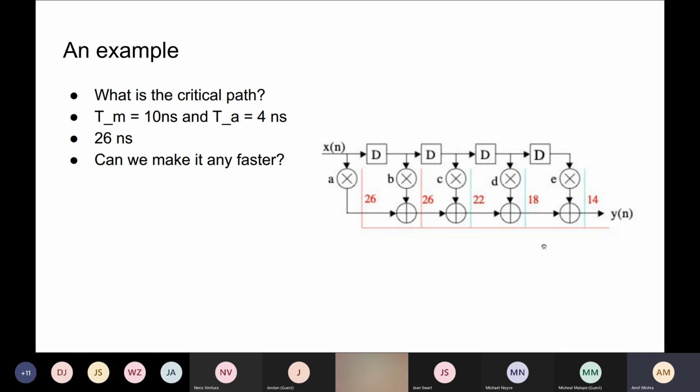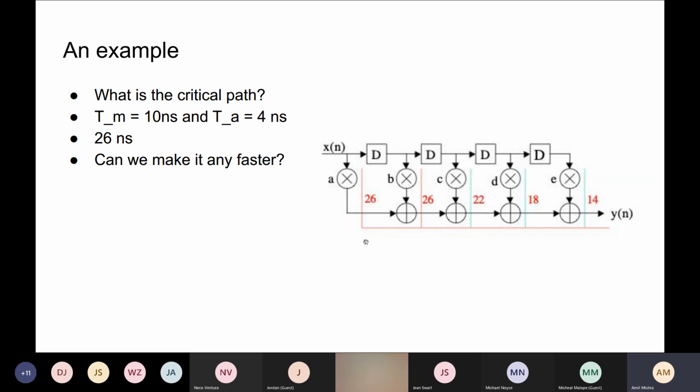Now, how can we make it any faster? By definition, if we can make the critical path smaller, then we can run it at a faster clock cycle. And how do we make it smaller? If by some way we can add delays in the critical path, that ultimately reduces the size of the critical path. But if we start adding arbitrary delays, that will change the functionality. So a lot of the optimization of DSP algorithms is basically about how we can add delays without changing the functionality of the algorithm.